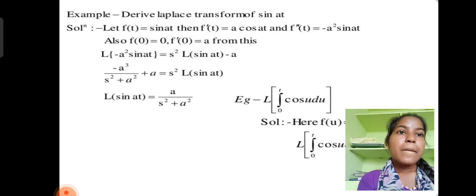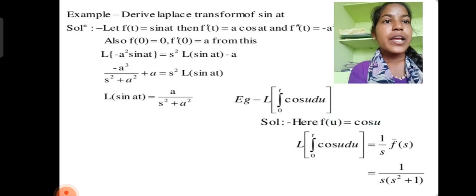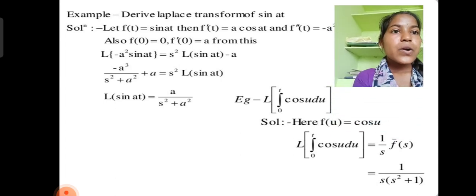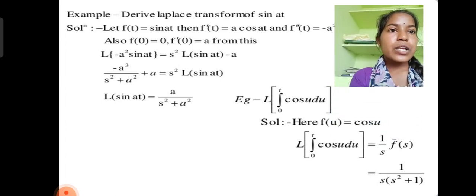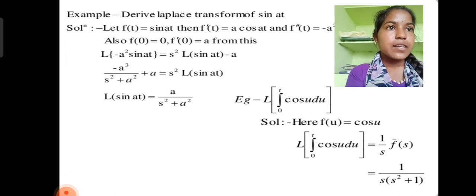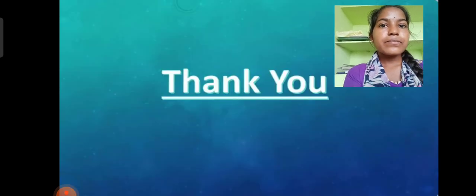Example: find Laplace of integration from 0 to t cos u du. Solution: here f of u is equal to cos u. Laplace of integration from 0 to t cos u du is equal to 1 by s times f bar of s, which is equal to 1 by s times s by (s square plus 1).